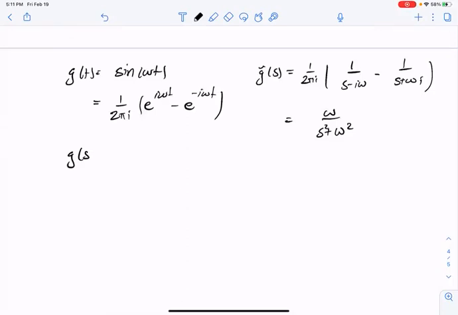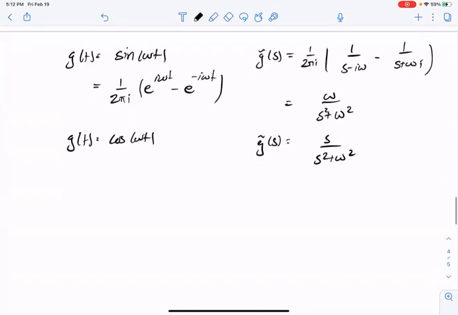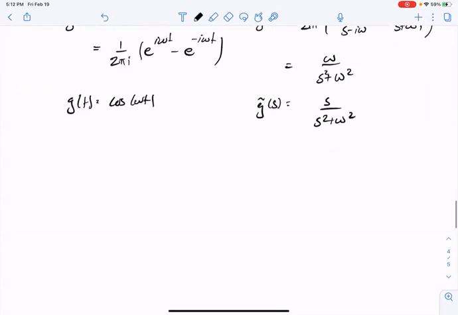Similarly, the Laplace transform of something like cosine omega t, done exactly analogously, yielding s over omega squared plus s squared. So those are common functions. The thing that makes Laplace transforms particularly suitable for solving ordinary differential equations is the following property.